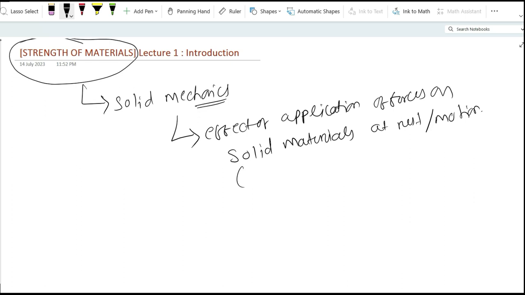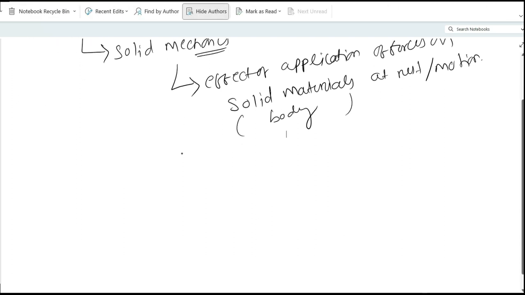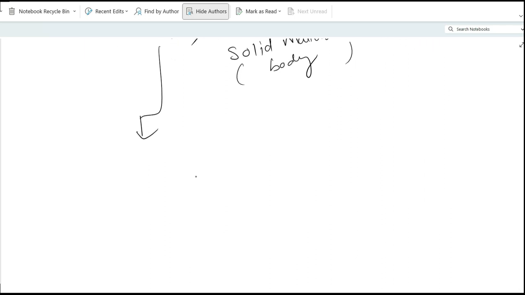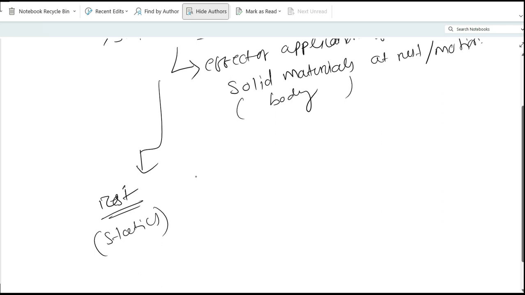So this solid material we consider as body, and if this body is at rest, then we call that study statics, and if they are in motion, we call that dynamics.